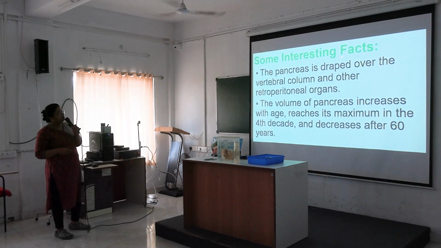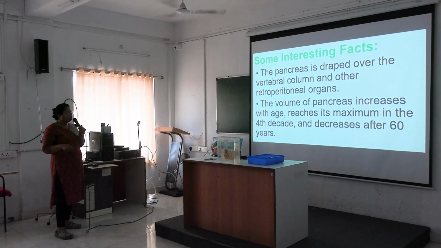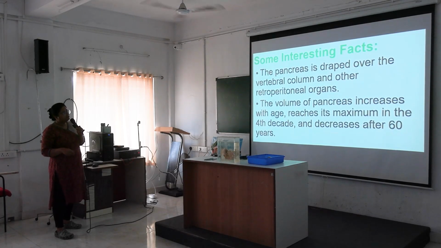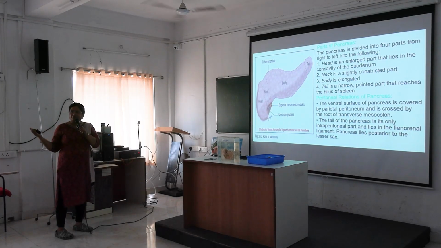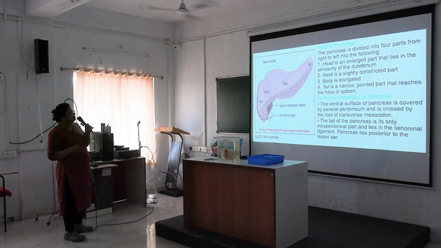So the pancreas is draped over the vertebral column and other retroperitoneal organs, and the volume of the pancreas increases with age, reaches its maximum in the fourth decade and decreases after 60 years. Fourth decade means after 40 years; it increases in size up to 40 years.